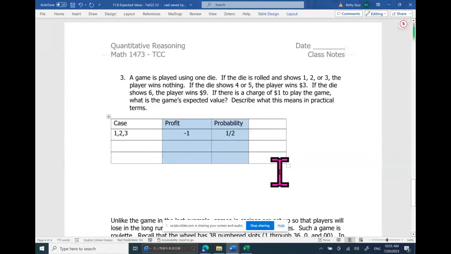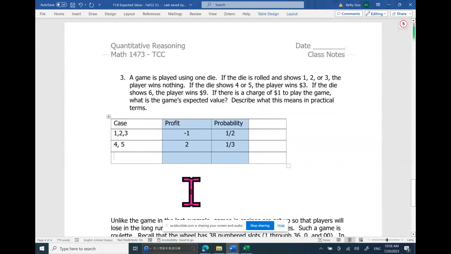And second case is you roll a die, you get a 4 or 5. You get a 4 or 5, so that is 1 over 3, right? This is 2 over 6, which is 1 over 3. And if you get a 4 or 5, the player wins $3. You win $3, but you spend $1 to play the game, so your profit is $2 only. Be very careful. People mess up this part by ignoring the cost of the play. They did not subtract 1. Yeah, remember to subtract 1.